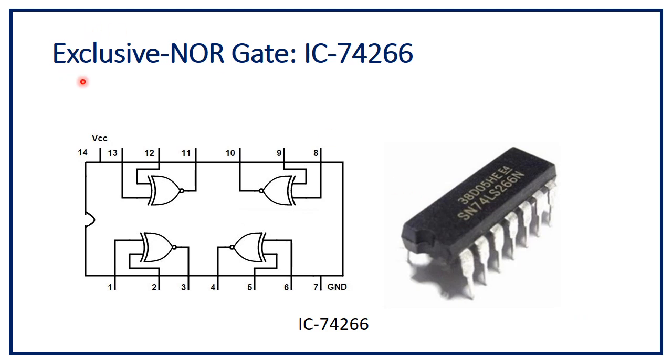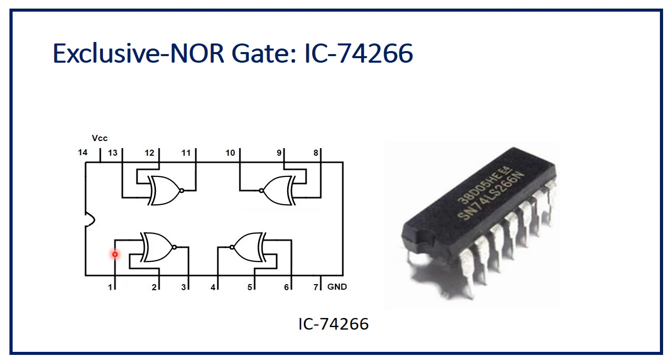Now we will discuss exclusive NOR gate IC 74266. IC 74266 is the exclusive NOR gate IC. Again, this is a 14 pin IC, same. Pin number 7 is ground and 14 is VCC. See, in this case also we can say XNOR gate IC.